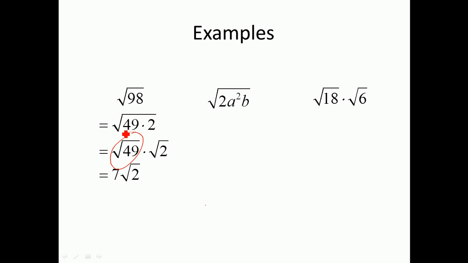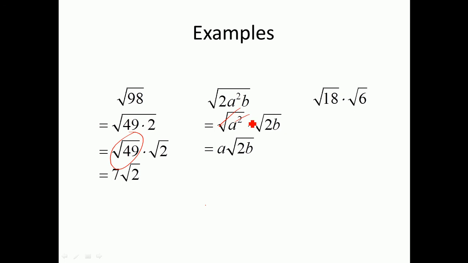Same thing with the square root of 2a squared b. I can break that up looking for the perfect square. Looking at that, the perfect square is a squared. So I get the square root of a squared times the square root of 2b. And from here, the square root of a squared, remember what I said, this cancels with that. So what I'm going to end up with is a times the square root of 2b.